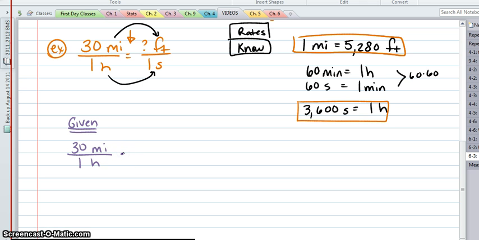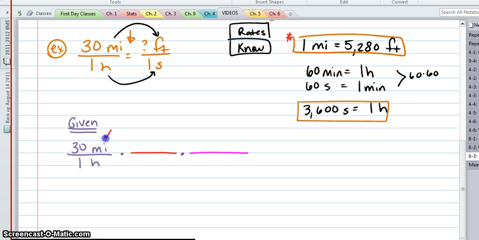So we're given 30 miles per hour, and I have two rates that I need to use in order to convert miles to feet and then hours to seconds. So I'm going to use two lines here. I'm going to be multiplying by two rates. Make one red and one pink. So it doesn't matter which rate we start with first. Let's go ahead and convert the miles into feet.